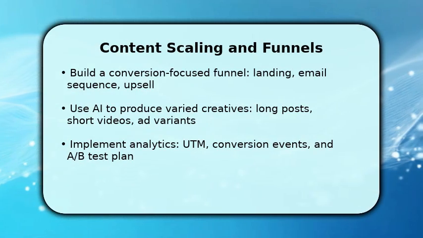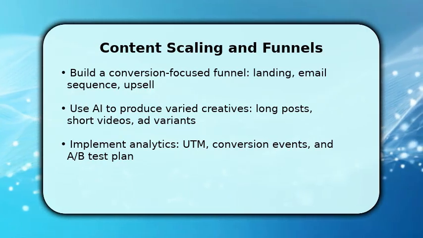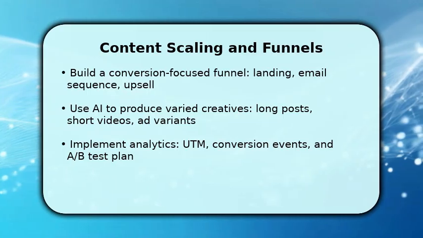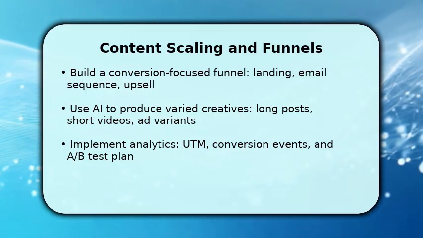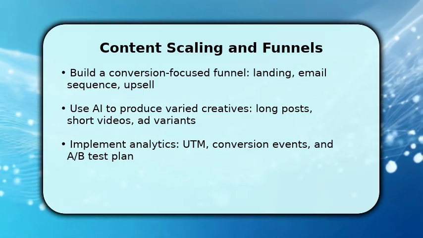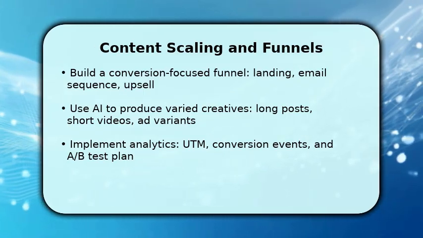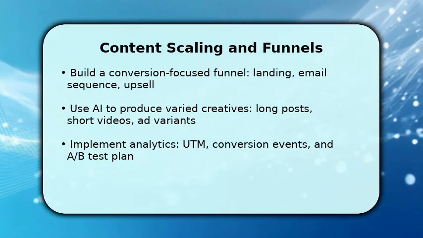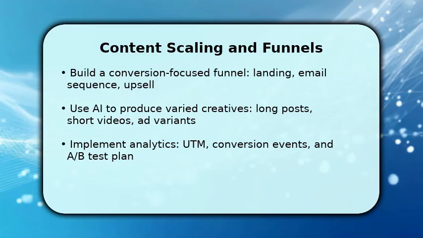Once you have baseline content, scale by turning each long piece into multiple short assets and funnel touchpoints using AI templates. You should map a conversion funnel, landing page, automated email sequence, and one-click upsell, and feed AI prompts to adapt copy for each stage. Make sure to instrument every asset with UTMs and conversion events so you can measure what works.